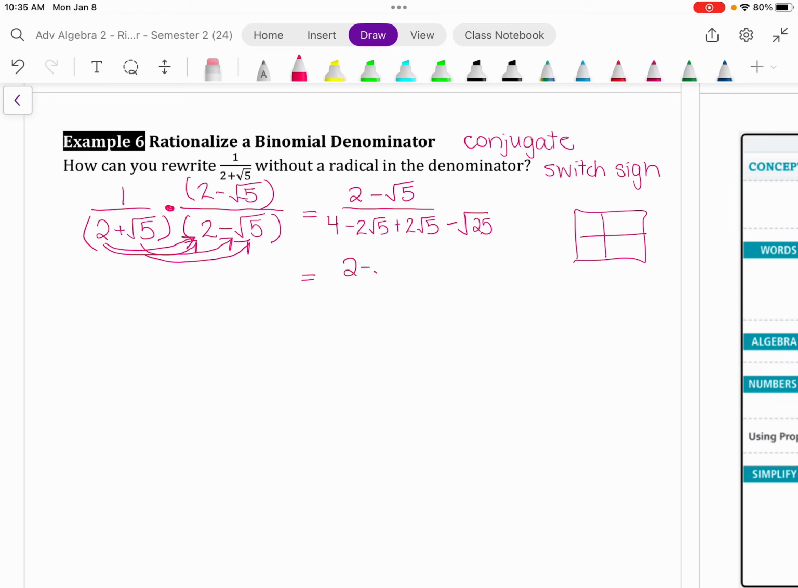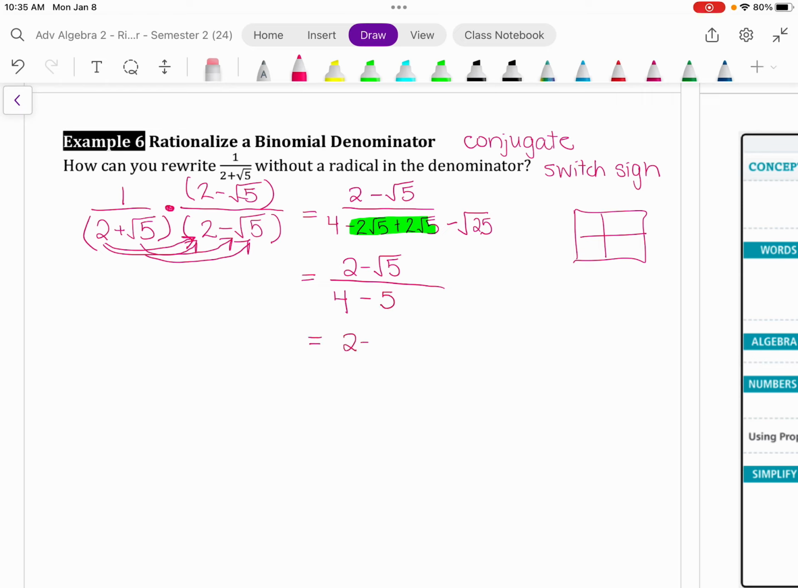In our next step, the top stays, not changing a thing. The bottom, I have 4 here. Notice that these two middles cancel each other out. That should always happen when you use the conjugate. That's why we use the conjugate, so that those cancel each other out. So that's just 0. And then minus square root of 25, but remember the square root of 25 is just 5.